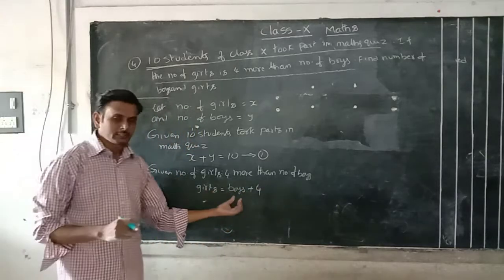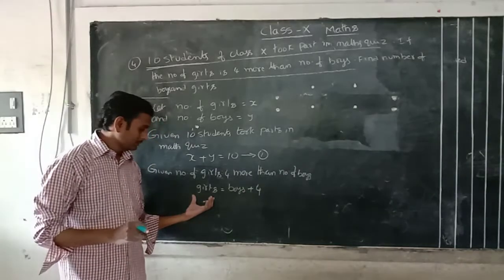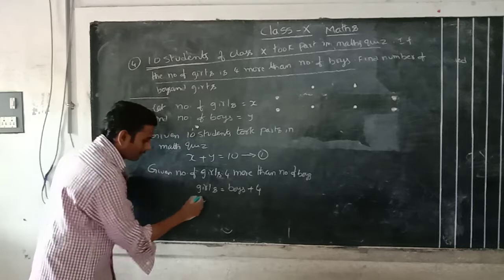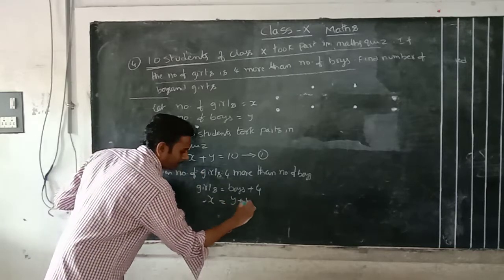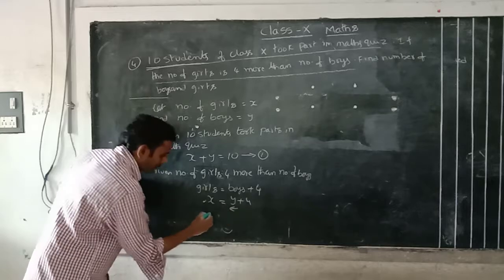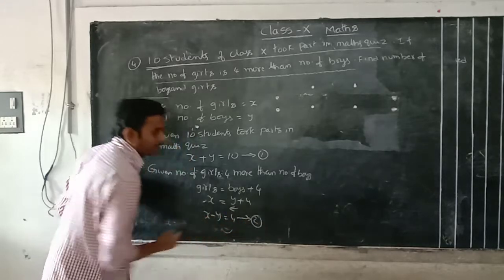Okay, how many boys are there? To those add 4. Then we will get the total girls. Girls how many here? X equal to boys y plus 4. Y take to this side. X minus y equal to 4. This is equation 2.